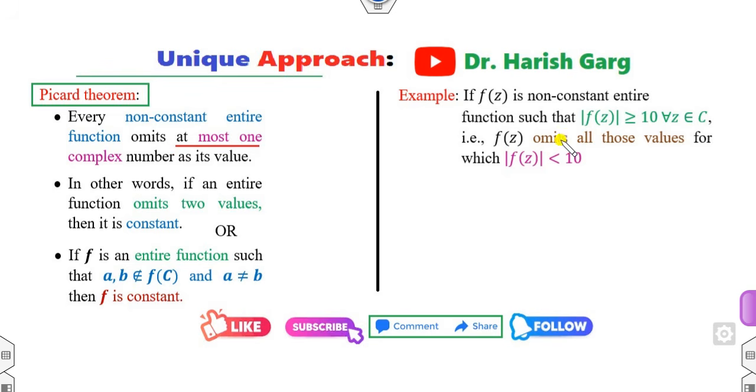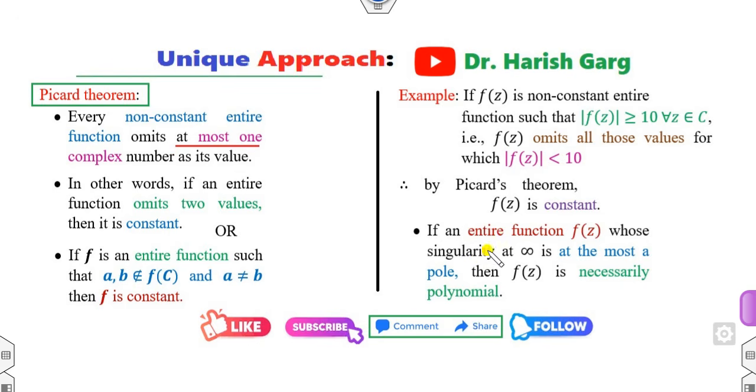For example, if I say f is any non-constant entire function such that the modulus of f of z is greater than 10, what does it mean? It satisfies this shaded portion, but simultaneously it omits all those points which satisfy less than or equal to 10. That means by Picard's theorem, it's constant. Or you can say if the function has a singularity at infinity which is at most a pole, then the function is necessarily a polynomial.